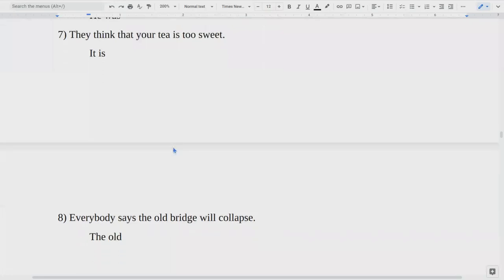They think that your tea is too sweet. It is thought that your tea is too sweet. Your tea is thought to be too sweet.